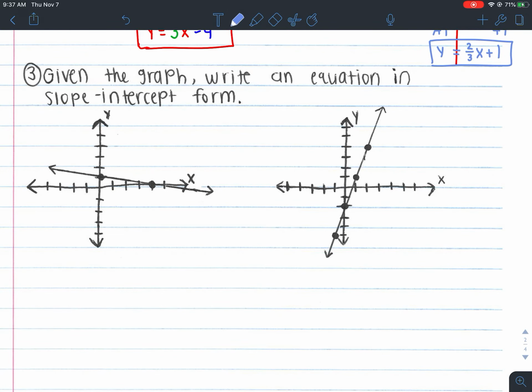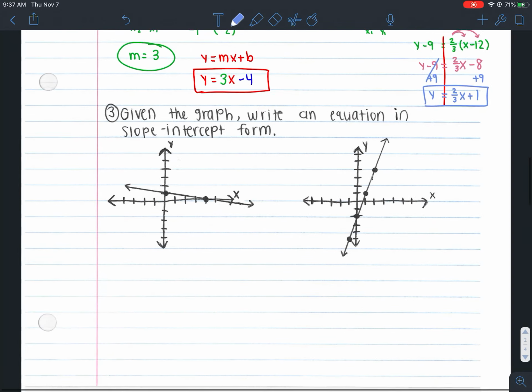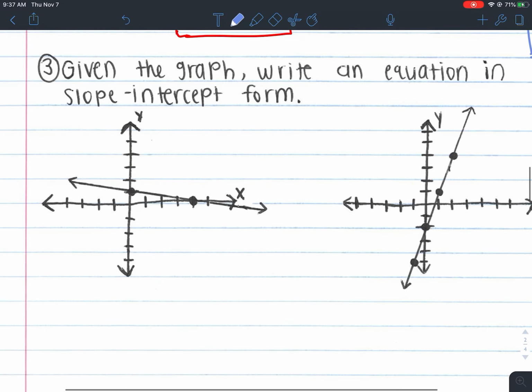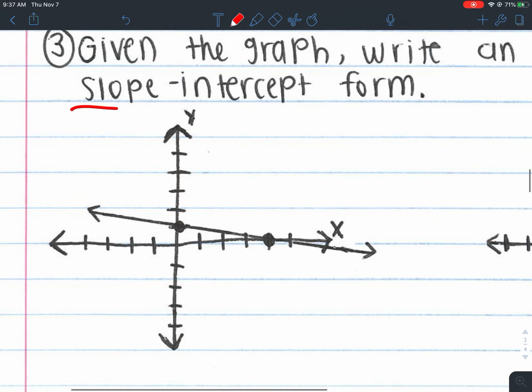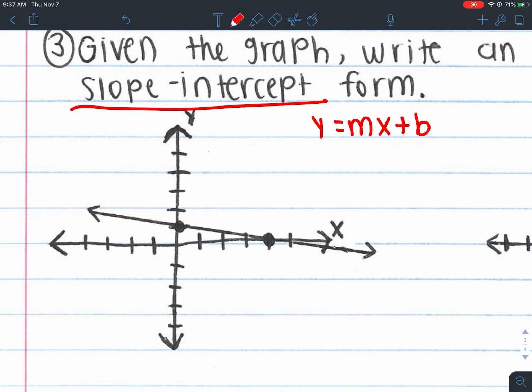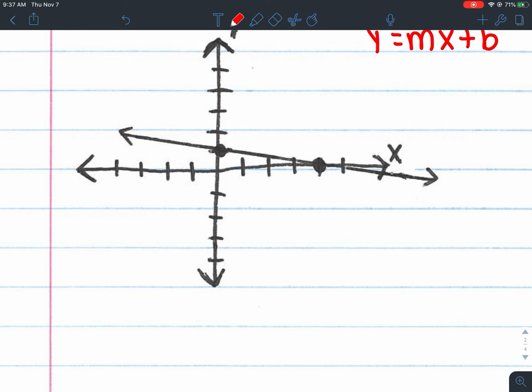Given the graph, write an equation in slope-intercept form. So we're going to go ahead and look at these graphs. So if I look at this graph, I'm like, okay, well, I want to write it in slope-intercept form, right? Slope-intercept form is y equals mx plus b. I need a slope and a y-intercept. Well, do I have a slope? No, but I could find it, right? When I have a graph, I can find slope by using rise over run.